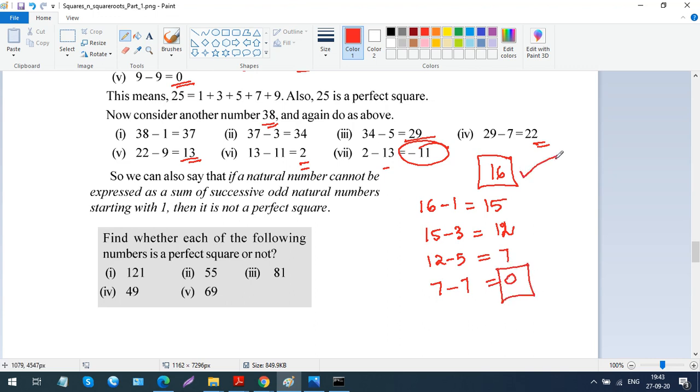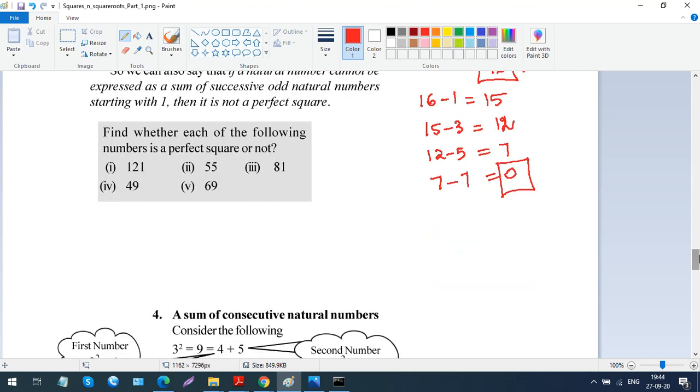Okay. So if they give you a big number and they ask you to check if it is a perfect square or not, you just have to consecutively subtract the odd numbers. Understood? Keep on subtracting the odd numbers. Alright. Now, find whether each of the following numbers is a perfect square.